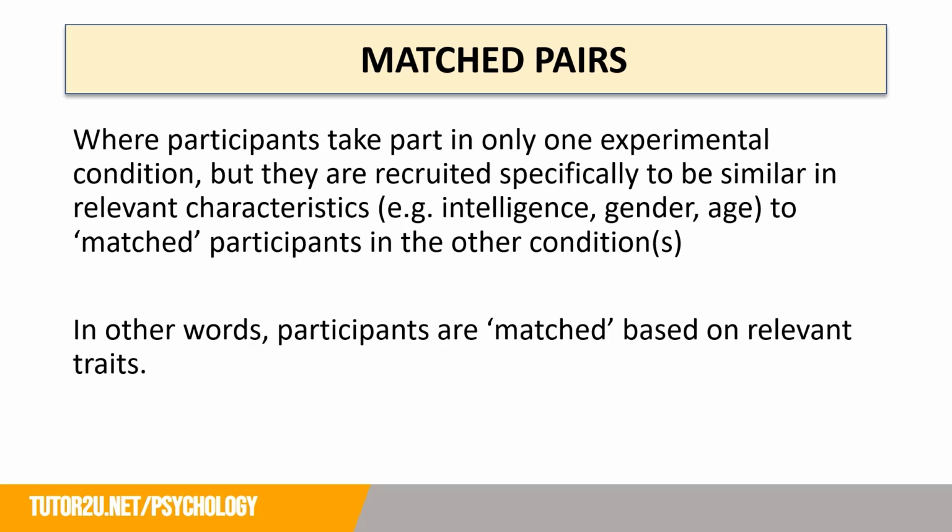So for example, you might give your participants an IQ test. The two highest scoring, one would be put in condition A and the other would be put into condition B. Or you might match them on gender. So you might put the same amount of males and the same amount of females in one condition as you would in the other condition. So even though these participants take part in the group independently and just one condition, they've been matched before on a particular variable.